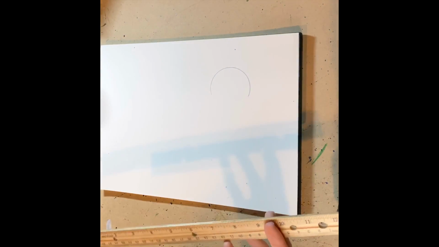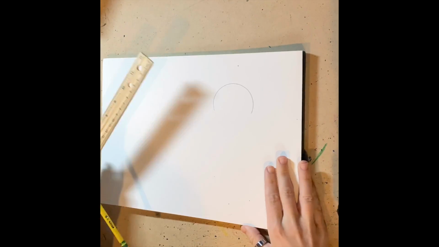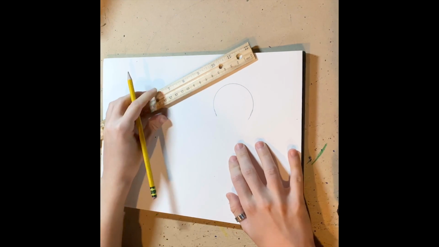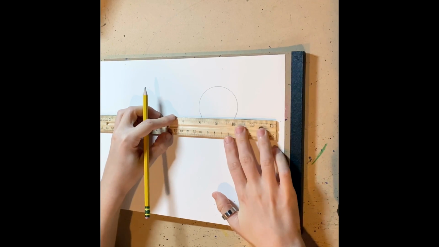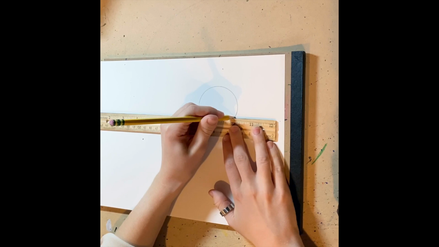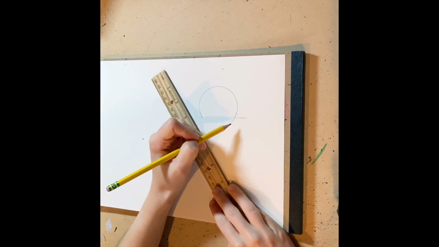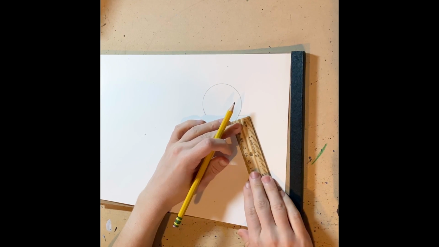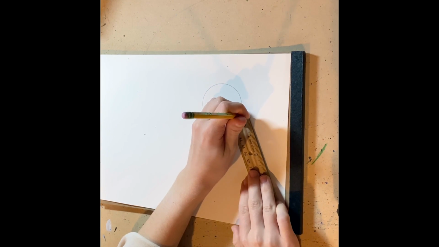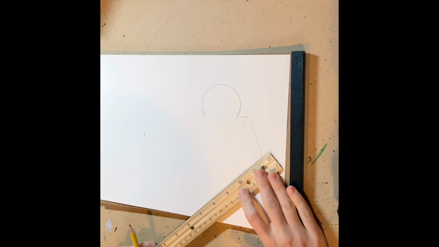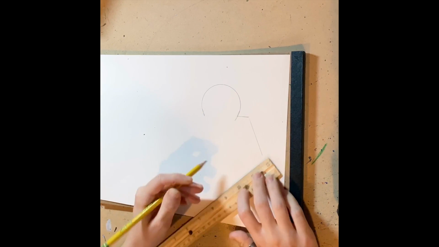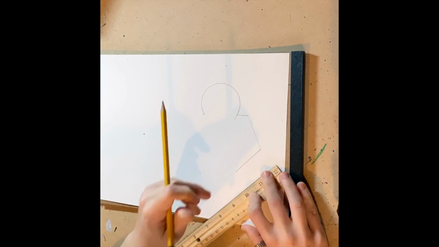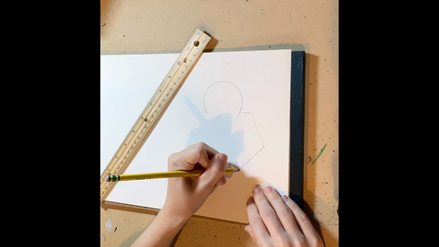And I have a ruler. If you have a ruler at home, you can use a ruler. And for the head, I'm going to bring the lines down just a little bit. And now I'm going to draw the attached arm. So I'm going to take a little horizontal line. And then attached to that is a diagonal line. And another diagonal line. Oops. Make sure that lines are connected.